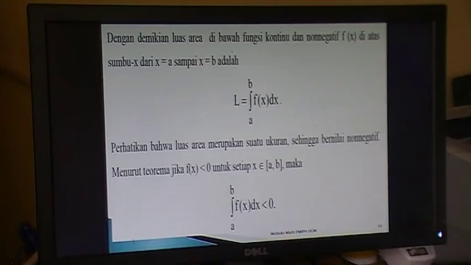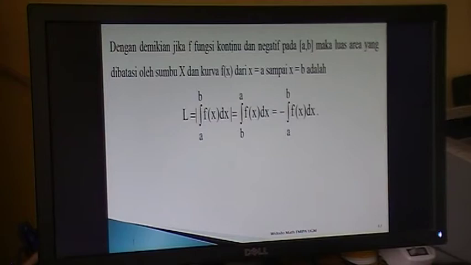Of course, our question: how can we do it when the function f is negative? When the function f is negative, that means the curve is under the x-axis. So the value of the integral will be negative. By using this fact, if f is negative, then we take the negative of the value of the integral as the area.